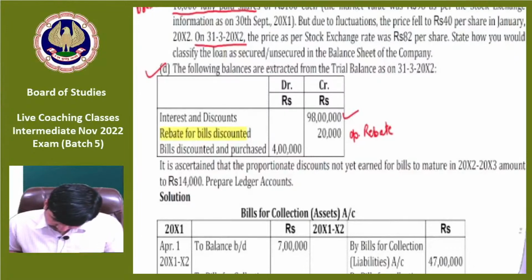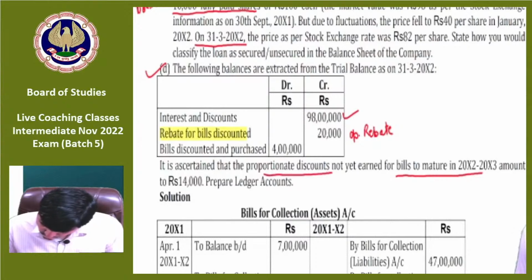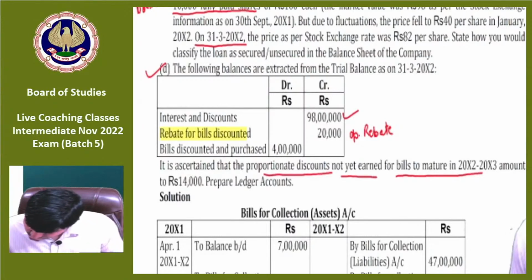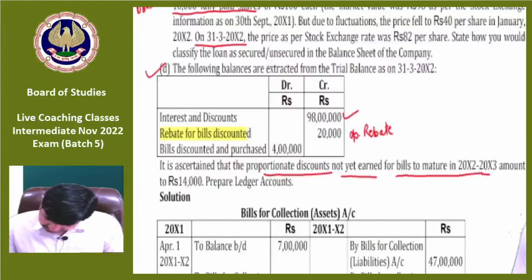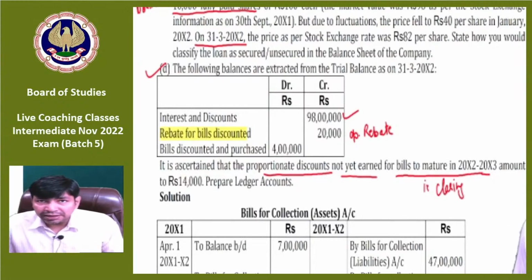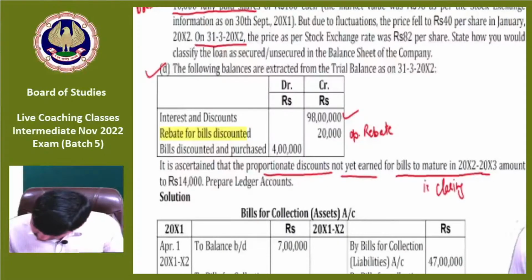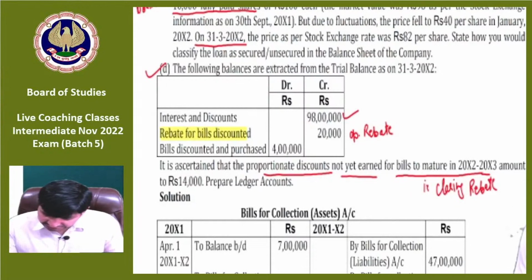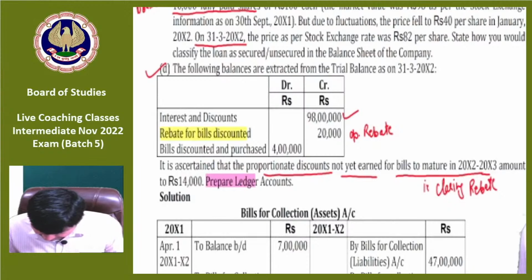And closing balance of rebate, proportionate discount not yet earned on bills to mature during the year. It means that is closing rebate. You know, not yet earned, unearned, unaccrued income. This is the given closing rebate. What is the question asking? The question is asking to prepare the ledger account.